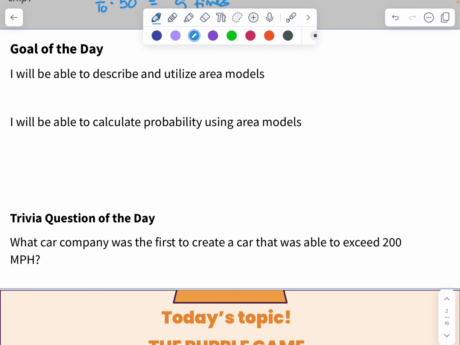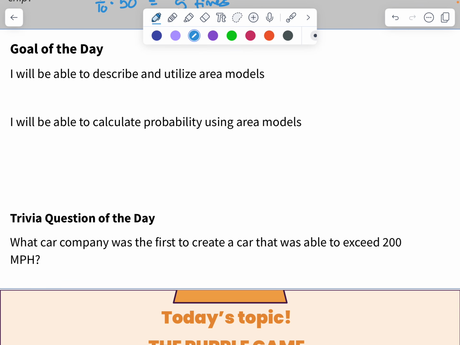Trivia question today is, what car company was the first to mass produce a car that exceeded 200 miles per hour? Make your guess. The answer is Ferrari. Ferrari was the first. I don't recommend exceeding even 100 miles an hour, but Ferrari was the first to make a car that was able to do that.